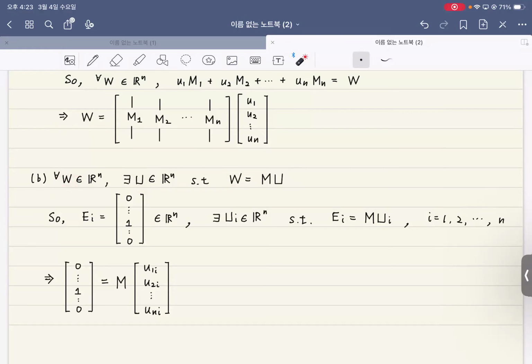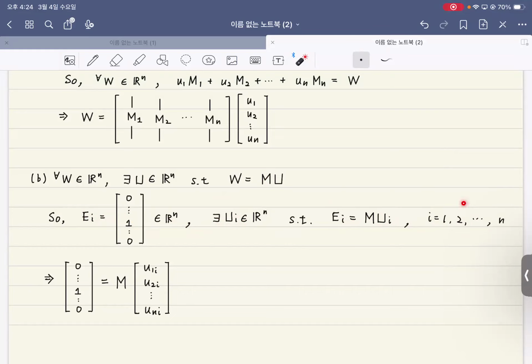Therefore, let us replace this vector W by the standard unit vector Ei. And for this vector, I must be able to find another column vector u satisfying Ei equals M times u. I will name this u as ui. So for this vector, I can find this vector ui such that Ei equals M ui, and this relation is true for all such i's from 1 to n.